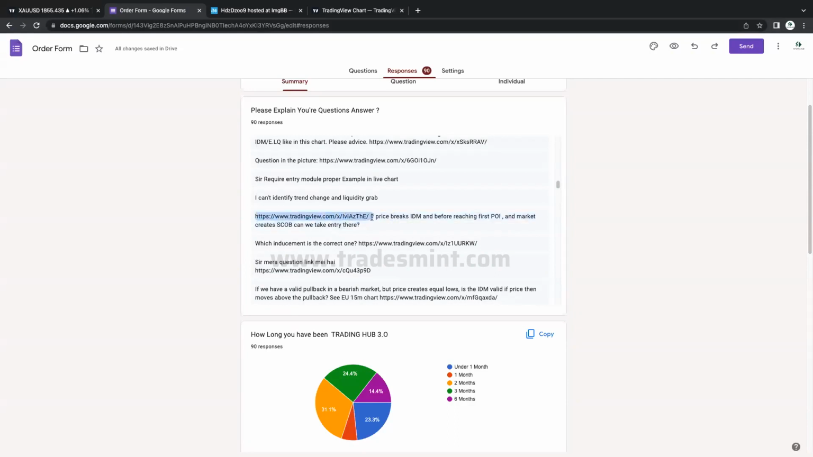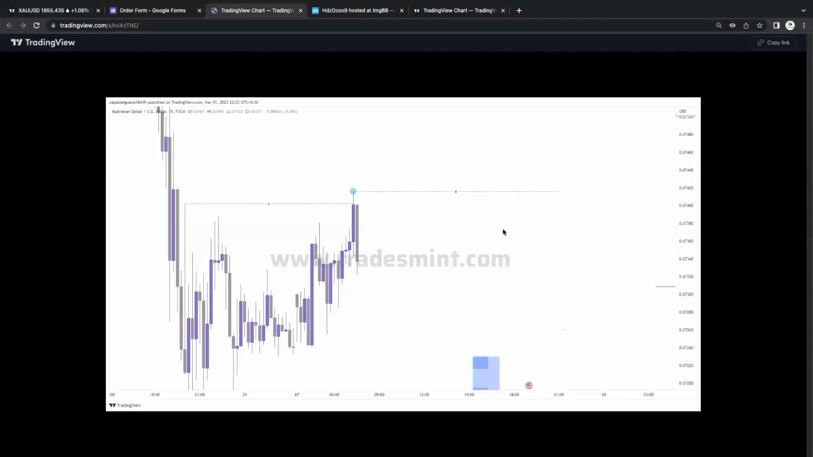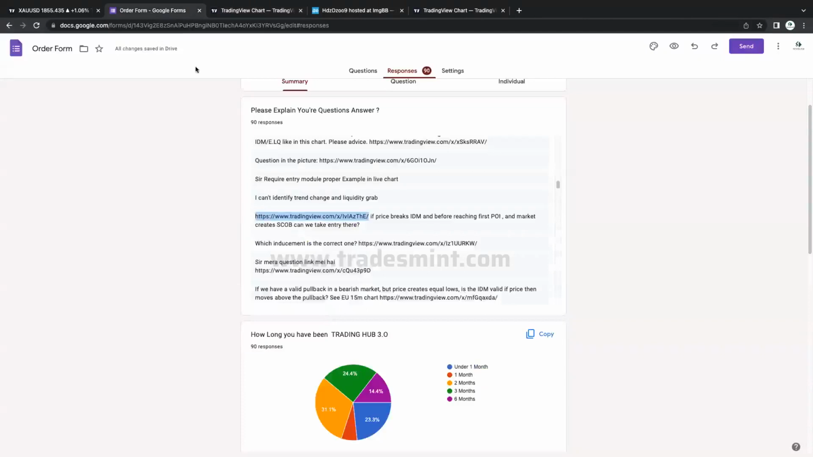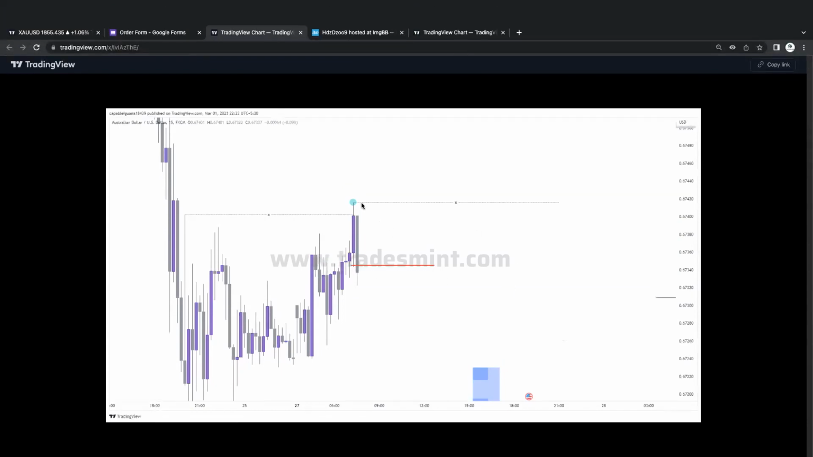The next one is here. So what is the question here? If price breaks the IDM and then, before reaching the PI, market creates a single candle, can the trade be taken? Yes, sir, you can take. So this becomes our single candle order block, and you can take entry here based on this. This is a perfect example for a single candle.